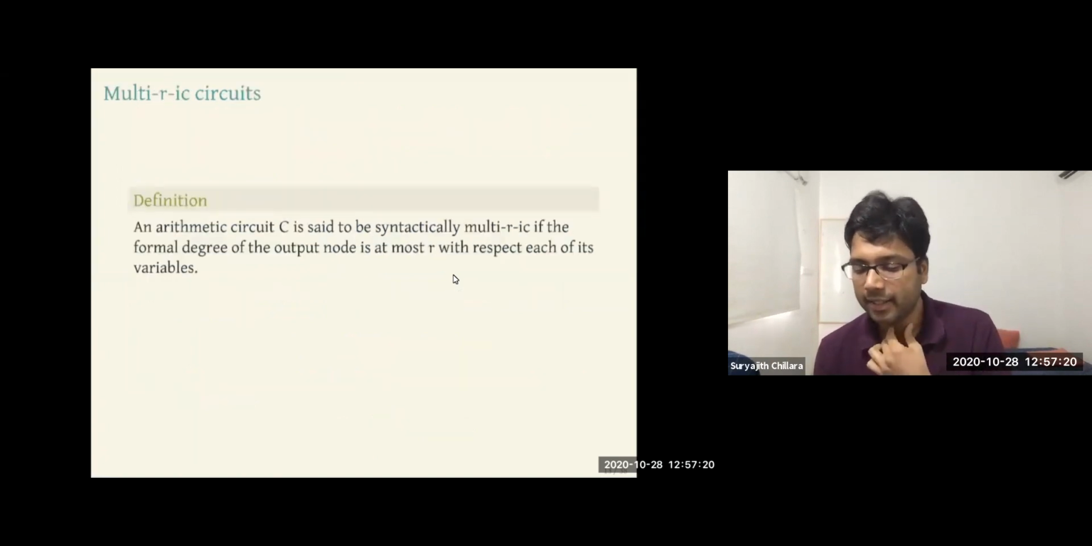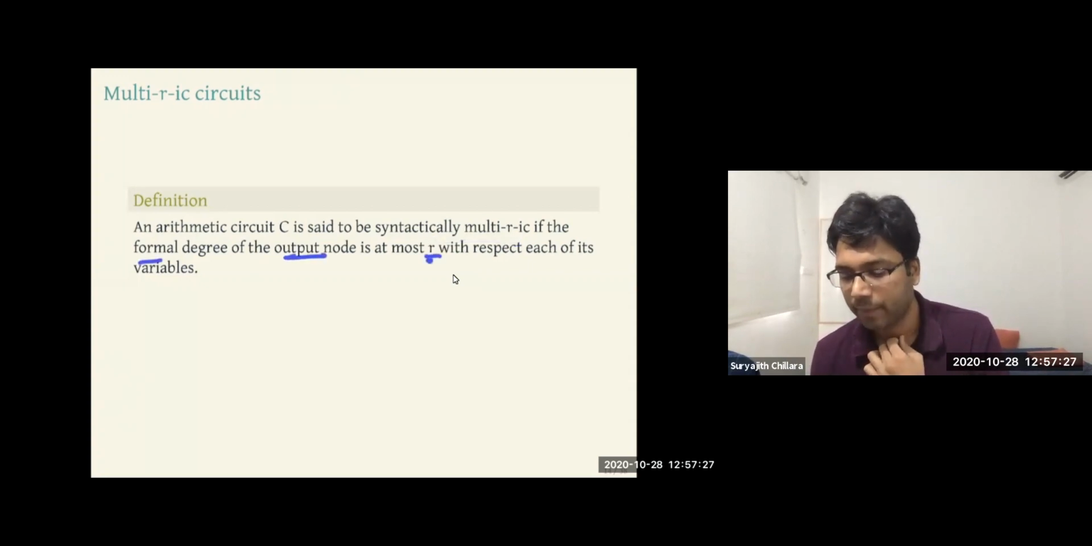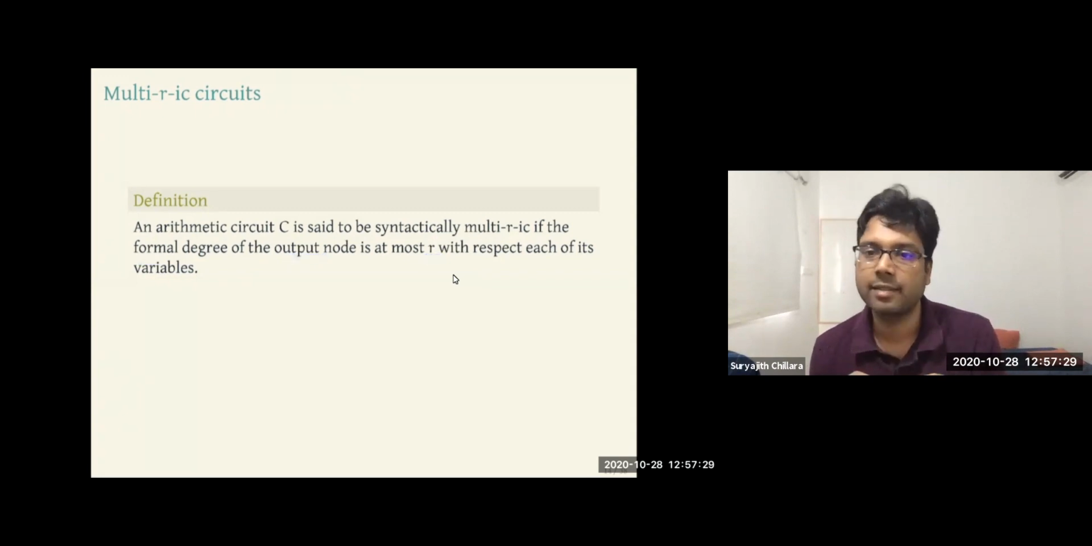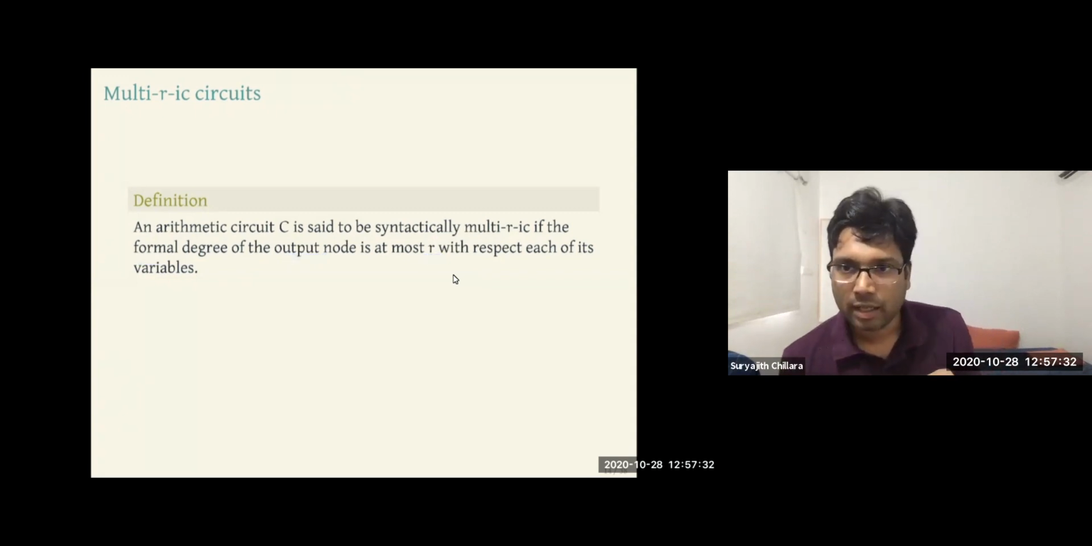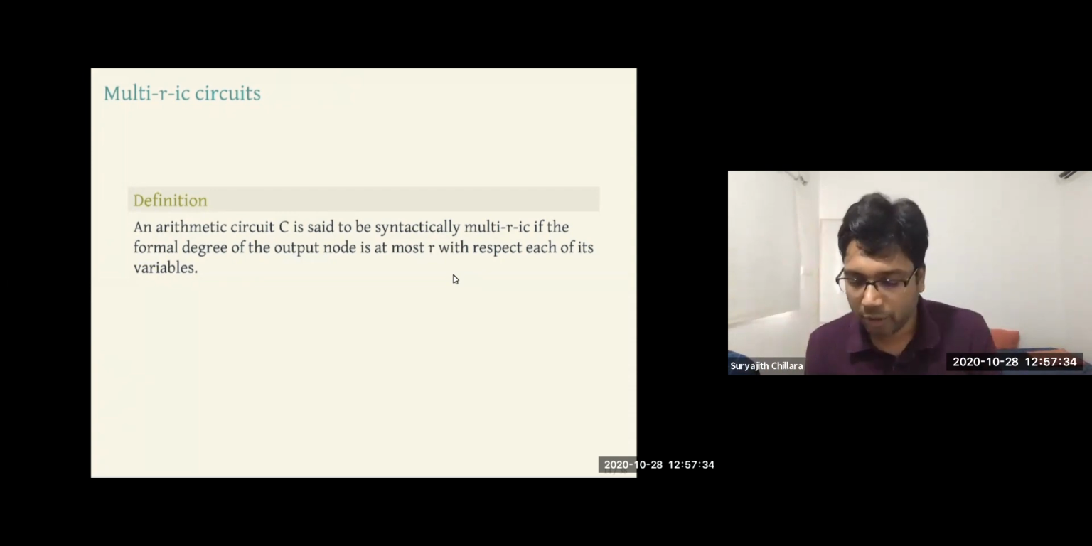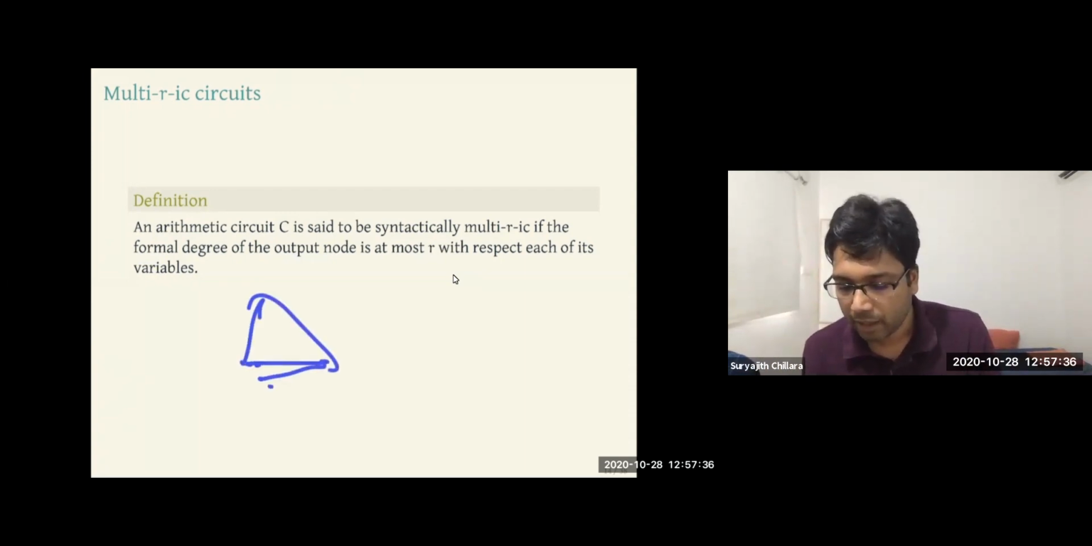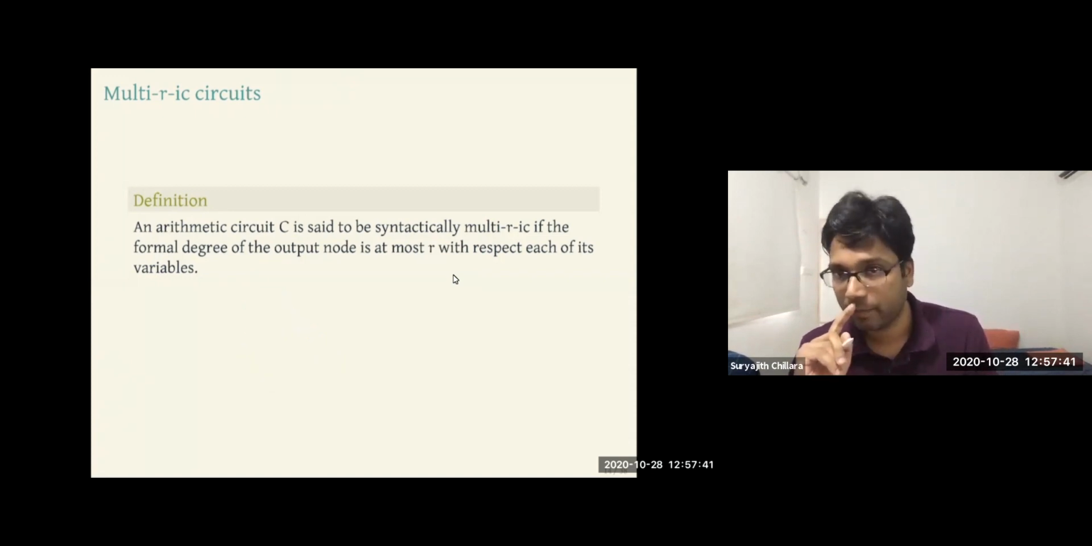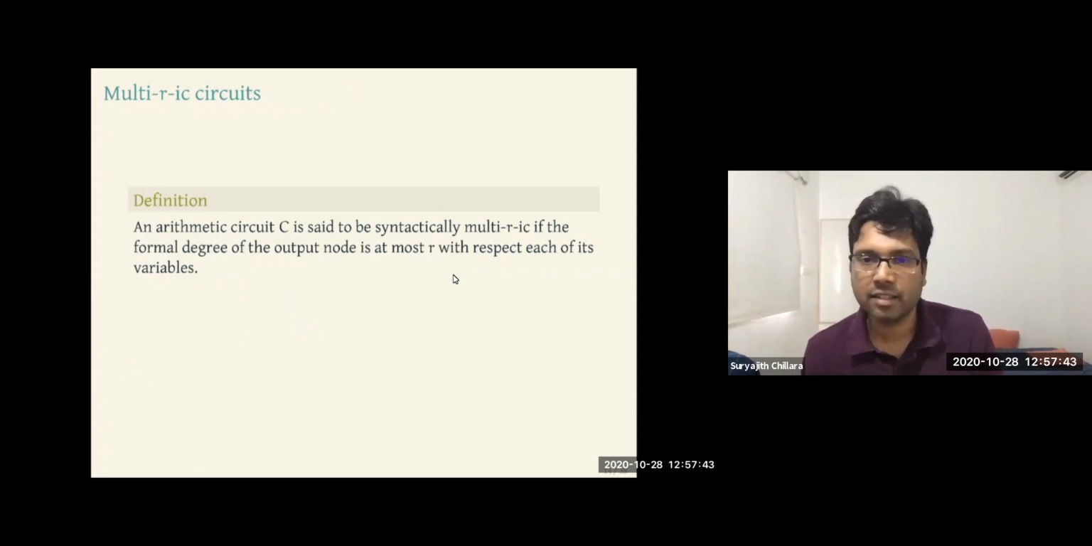And we say the circuit is syntactically multi-degree r if the formal degree of the output node is at most r. So you start from a leaf, which has formal degree 1, and go from leaf to root. On this path, the formal degree increases up to r, and not more than r. So that is a syntactic restriction that you impose on the circuits, and we fix what the value of r is.